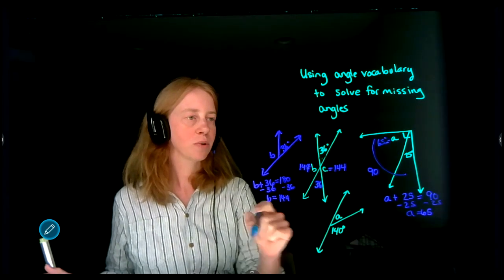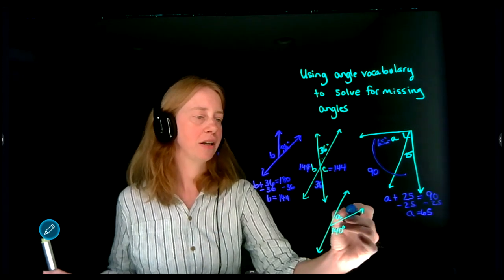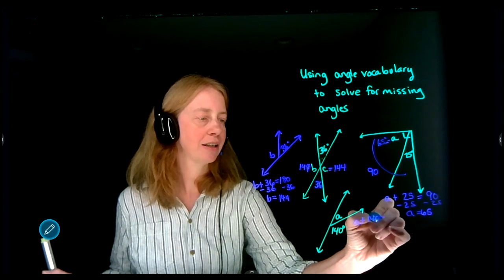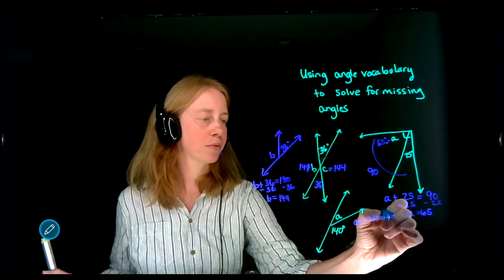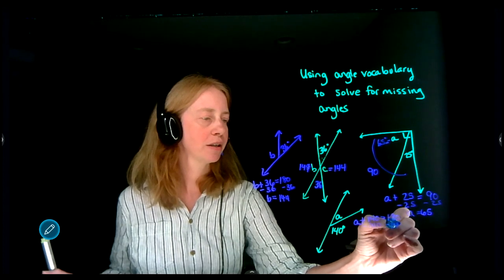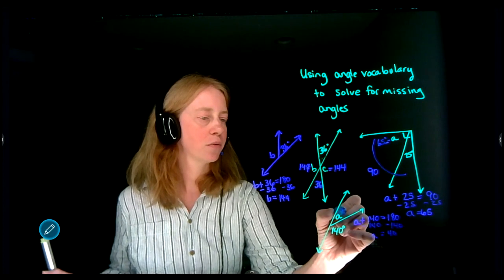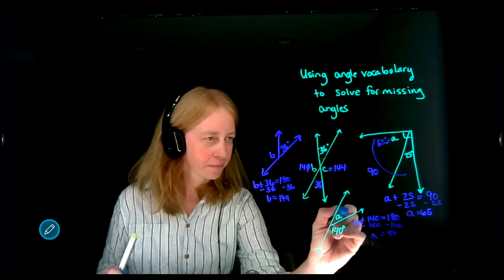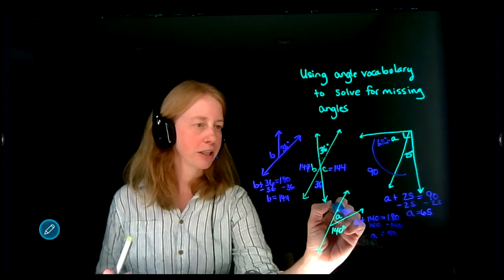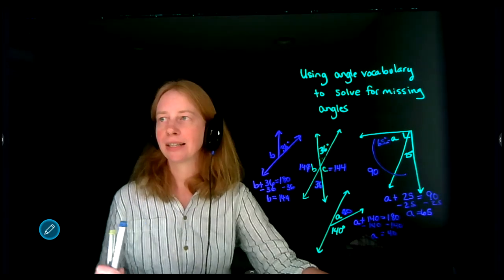And then this last one is another example of a linear pair. So similar to this one up here, those are supplementary. That means they add to 180. So A plus 140 equals 180. Subtract 140, and we have A equals 40. So 40 goes right there. There we go, 40. Okay. So those are some basic examples.